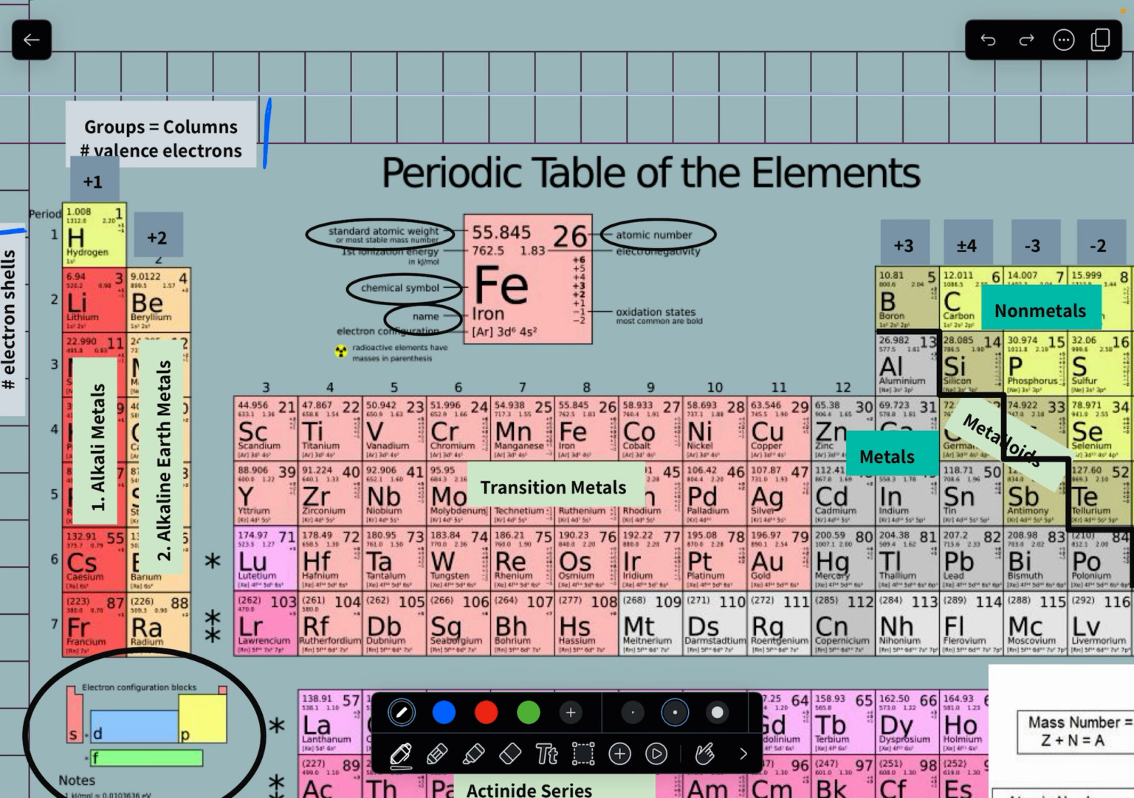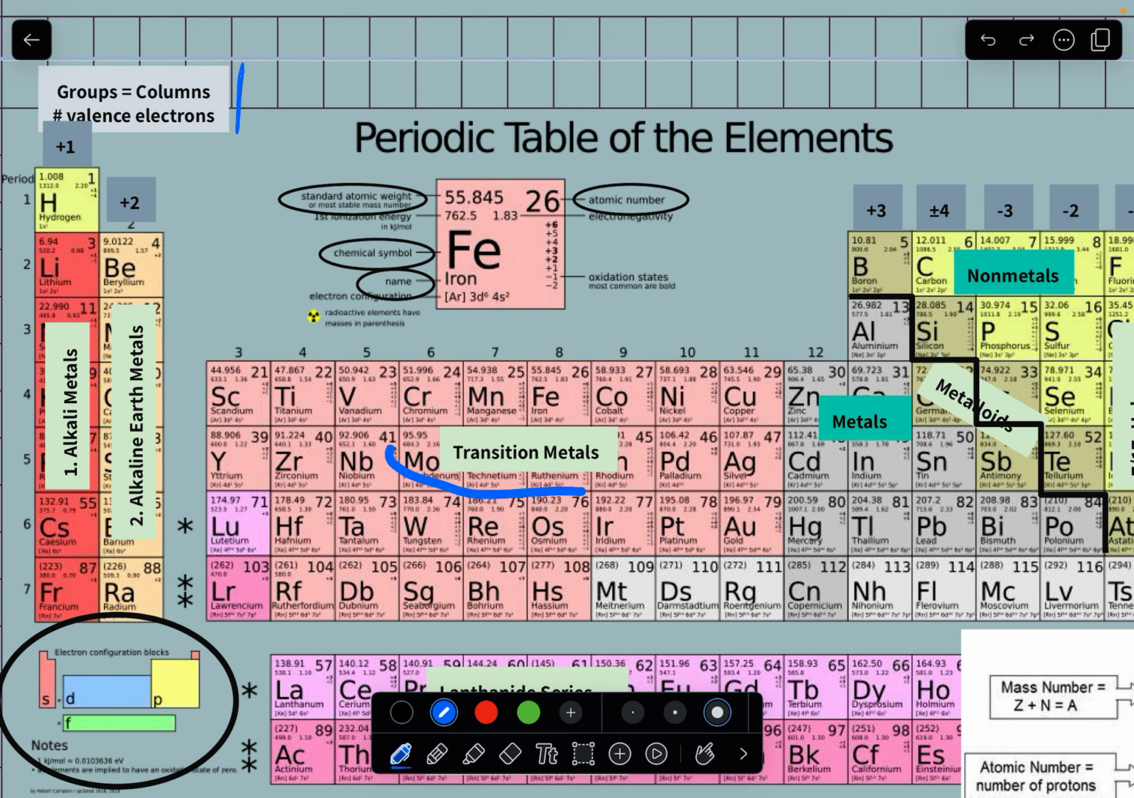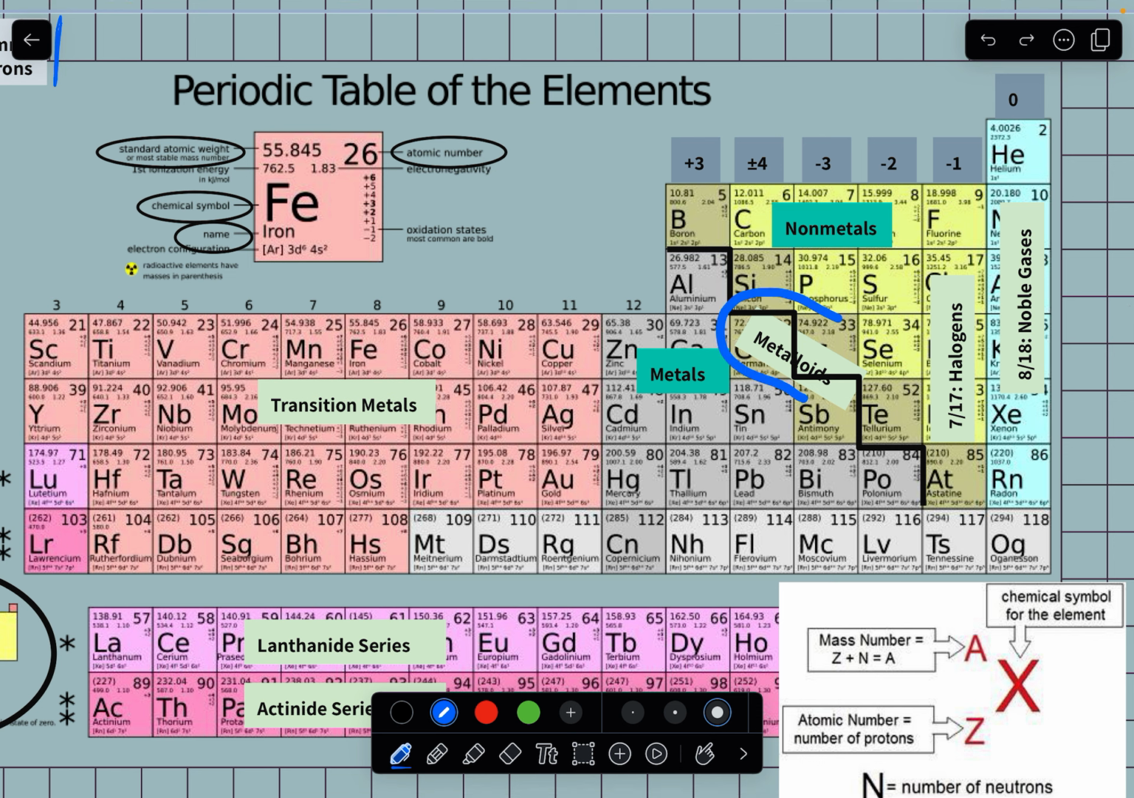You should also know the names of each group, right? So our group 1 is our alkali metals. Group 2 is alkaline earth metals. In the center, we have our transition metals. At the staircase, we have our metalloids because they're between the metals and nonmetals.